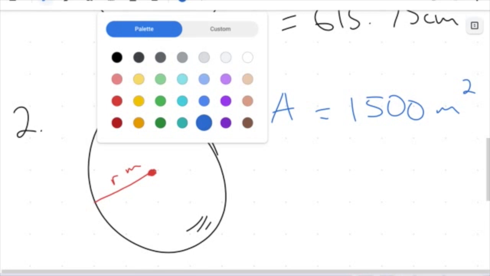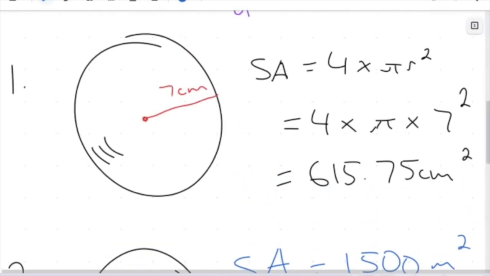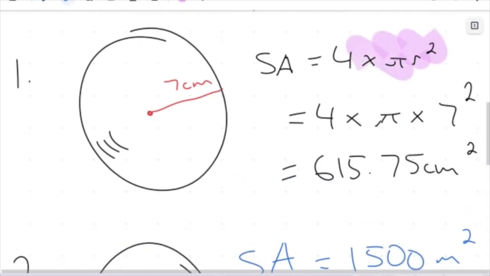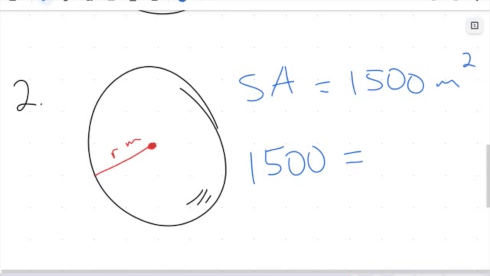Now, I have my surface area here of 1,500 meters squared. So I'm just going to write that here, and that is going to equal what I know about the formula for surface area, which is that surface area is 4 lots of pi r squared. So I have 1,500 equals 4 times pi r squared. Okay, so now we have an equation set up, something that we want to work through.